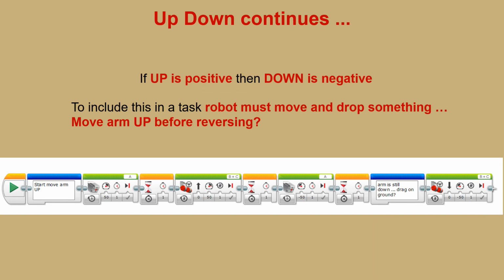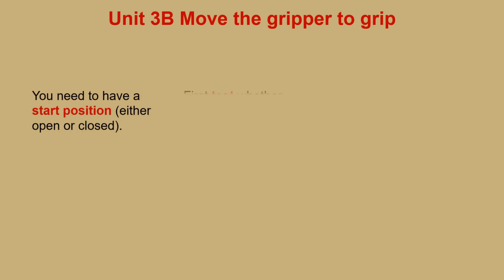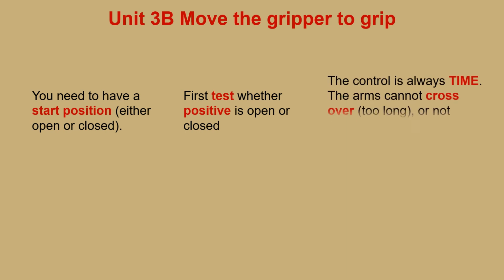Okay, so in this case, you've got your arm, and you move your arm up, then you wait for a second, then you go forward, and then you go down, so you've dropped something, and then you reverse. Except in this case, your arm is still down. You would need to modify this code. So again, here now we have to move the gripper to actually grip an object. Again, you need to have a starting position, and it needs to be well defined. Then you test whether positive is opening or closing, and then the control must be time.